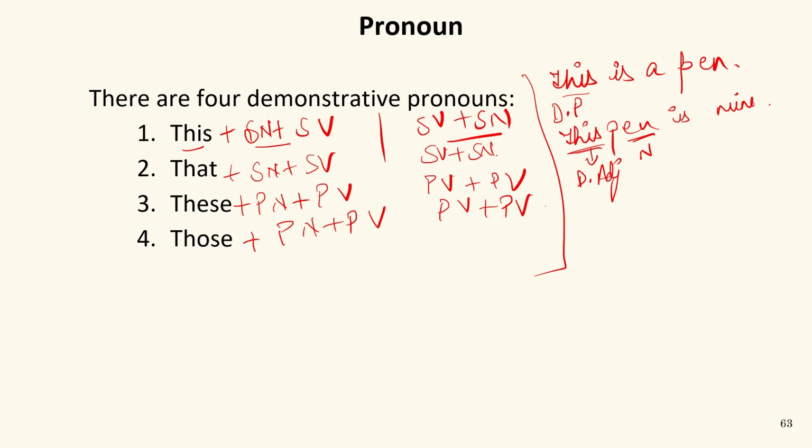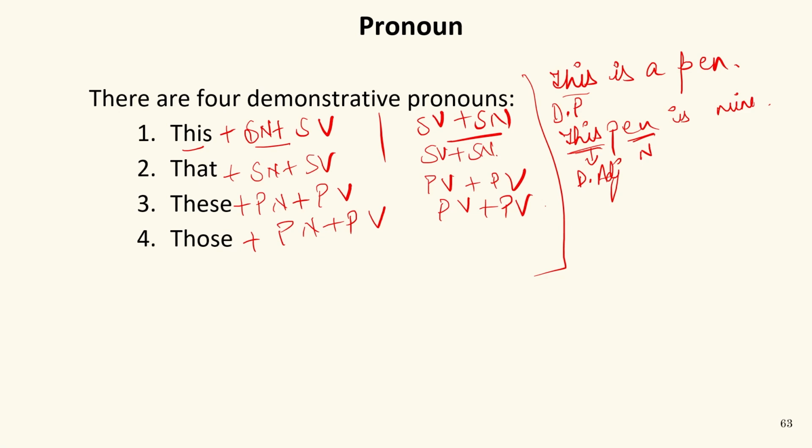Now that is used to indicate or to point out one thing that is far away from us. For example, that is a cat, that is a building. These are used for more than one person, in the plural sense, and for things which are near to us. For example, these are my friends, these are my students. Those are used for more than one person or thing which are far away from us.